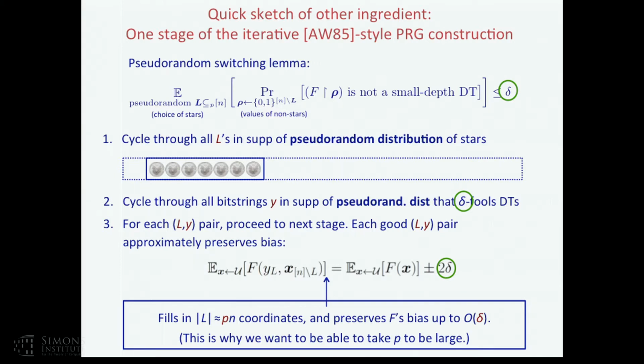So this is why, peeking back and also peeking forward, it's very useful to have something like Luca's pseudorandom version of Håstad's switching lemma, where we can take p to be quite large. Okay, that leads to strong parameters.